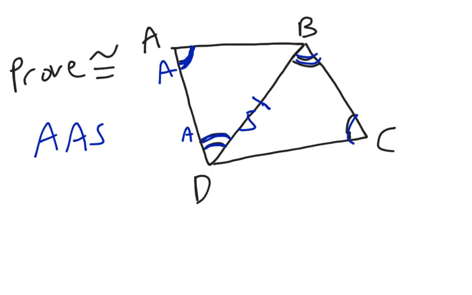Let's see if it works for the other side of our triangle BCD. Over there we have angle, angle, side. So it works. So angle, angle, side would be our proof. These two triangles are congruent.